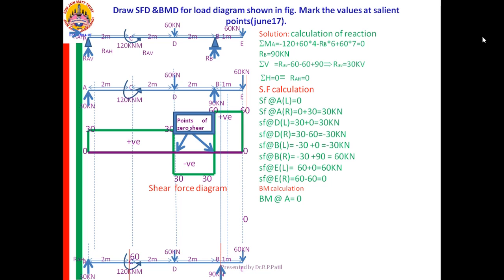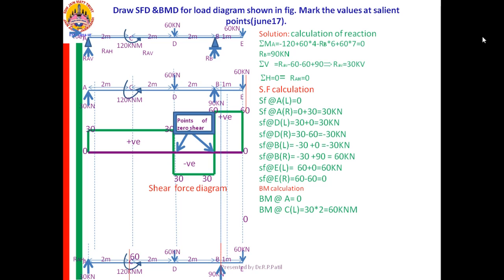The force is acting in the upward direction. The beam will bend in upward direction. Therefore that bending moment is to be taken as positive. Therefore it is plus 30 into 2. Plus 30 into 2 is 60 kilonewton meter. If you are having the calculator, I will tell you how to calculate it by considering the right part, just for practice purpose. You can tell me the answer.